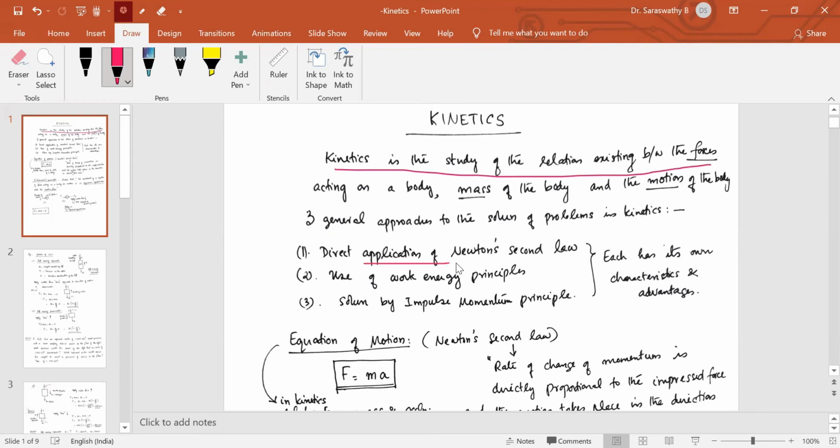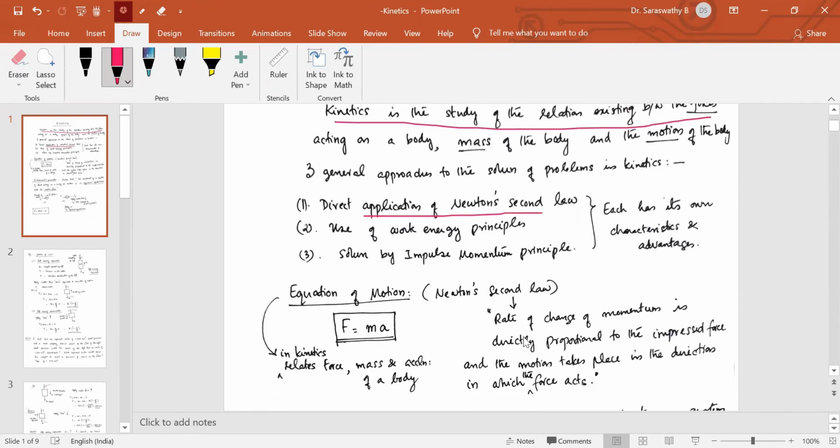First one is direct application of Newton's second law. All of you know what Newton's second law is. Newton's second law is: rate of change of momentum is proportional to the impressed force, and the motion takes place in the direction in which the force acts. Momentum is mass into velocity, so when the velocity changes, the momentum also changes. Change in velocity in unit time is acceleration. So from Newton's second law, we have this equation F is equal to ma.